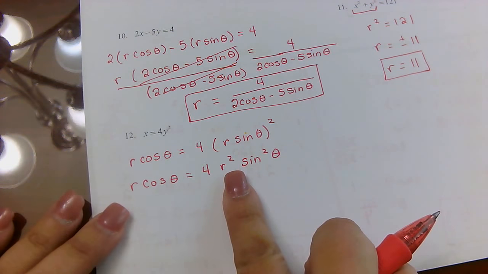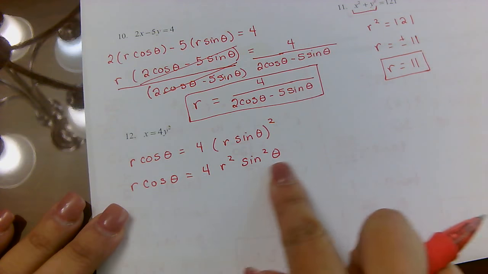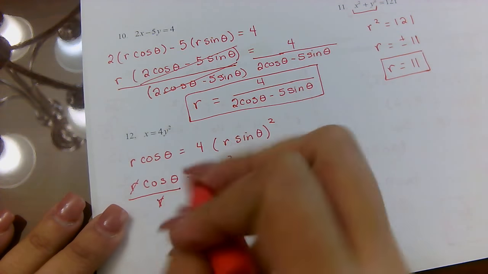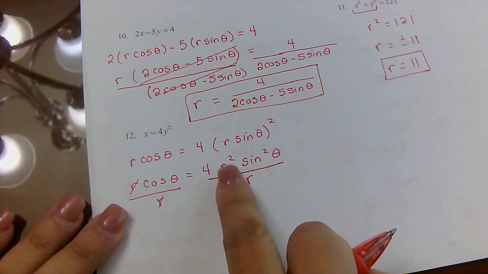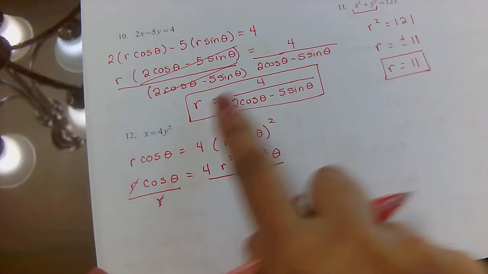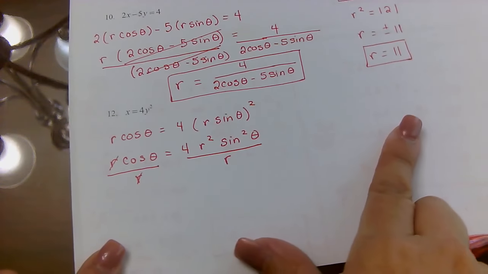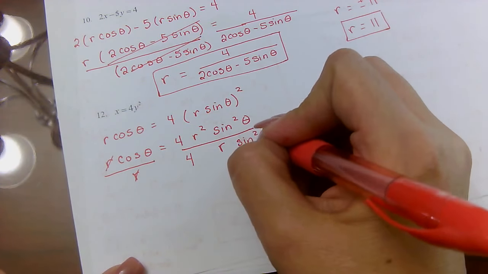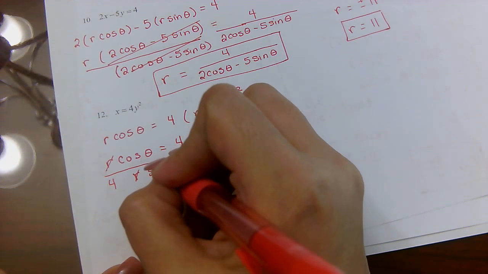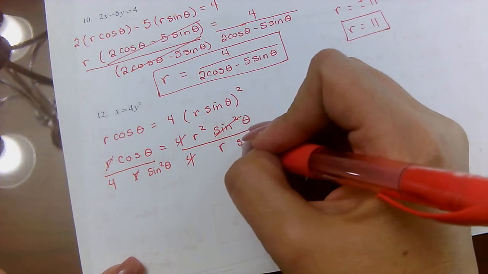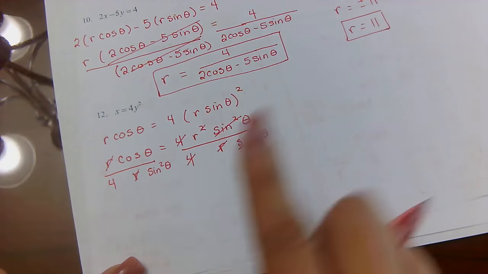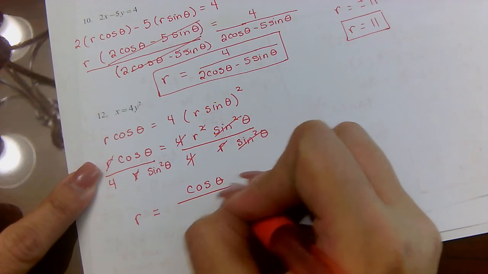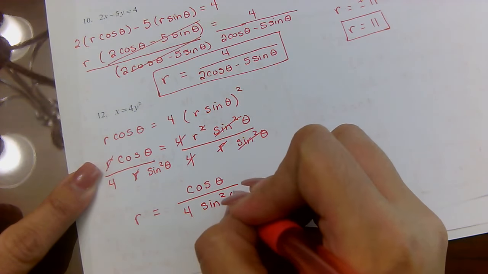Now I'm going to go ahead and divide by r. I do this because I can see that these two will cancel and one of these will cancel, leaving me with only one r. But if we're solving for r like we have been in the other equations, what we need to do is go ahead and get rid of the 4 sine squared. So I'm going to divide by 4, and I'm going to divide by sine squared theta. This will cancel with this, this will cancel with that, and one of these will cancel with one of those. So now I have r is equal to cosine theta over 4 sine squared theta.